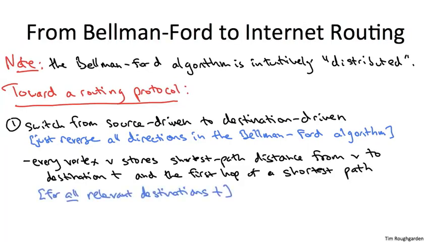So this should sound pretty intense. There's a lot of potential destinations T. There's a lot of IP addresses out there in the world. So a couple comments. So first of all, for most computers in the internet, they're not really responsible for knowing how to get to a lot of the destinations T in the internet.